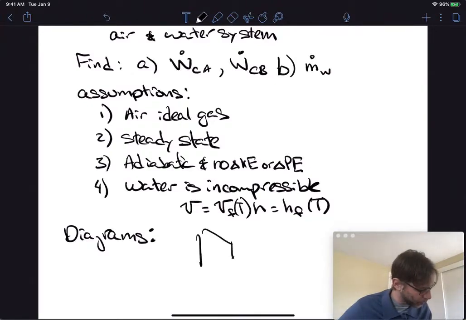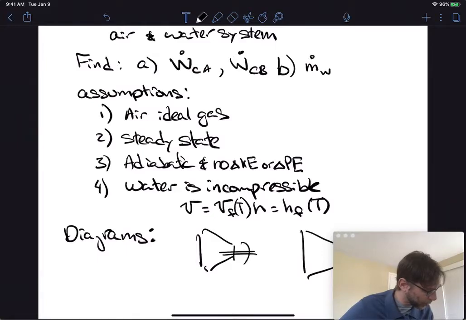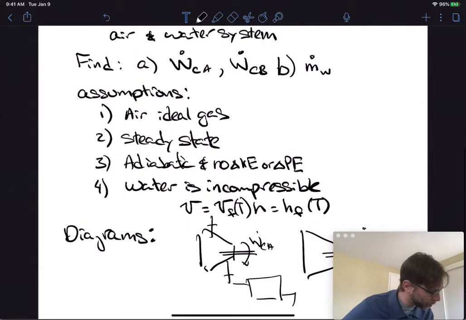So we're going to have one compressor here. We're going to have two compressors here. You've got, oops, erased it. Okay, so you have work of compressor A. You have work of compressor B. And then we have stuff coming in here. We got 1, 2, and then you go through a heat exchanger. Is it a counterflow heat exchanger? Let's see. Yeah, counterflow heat exchanger.